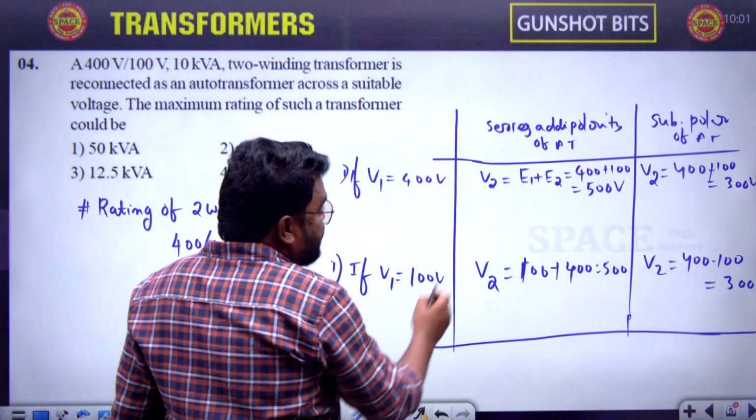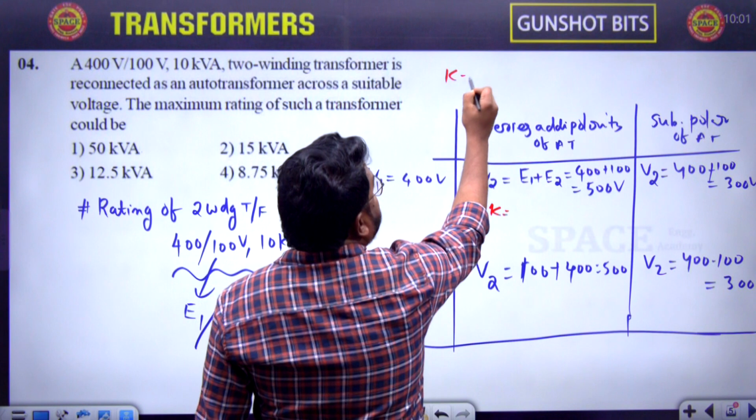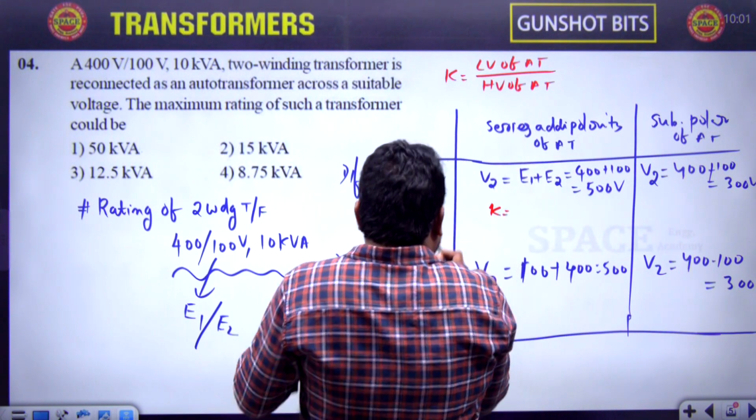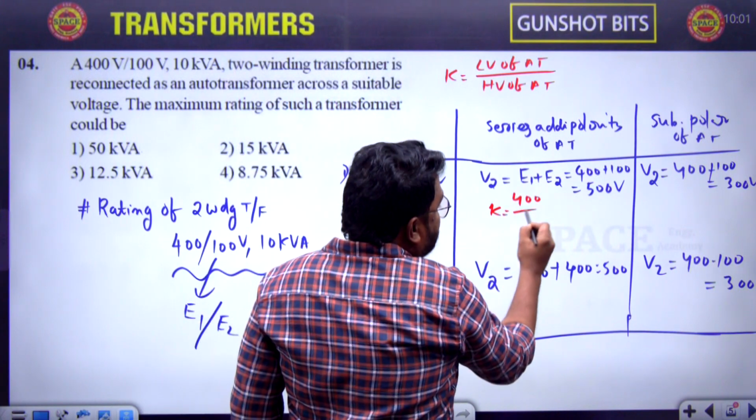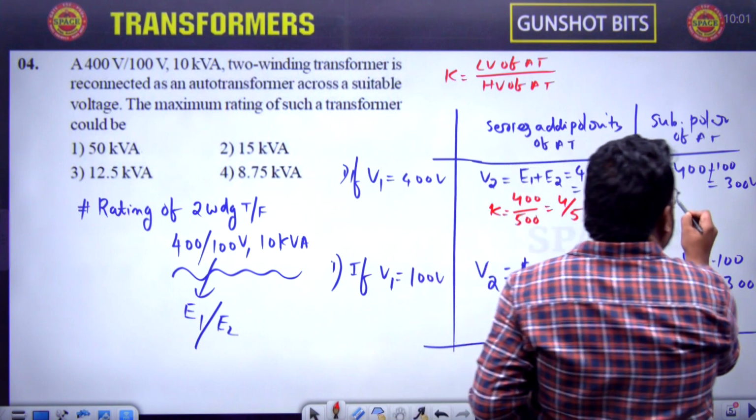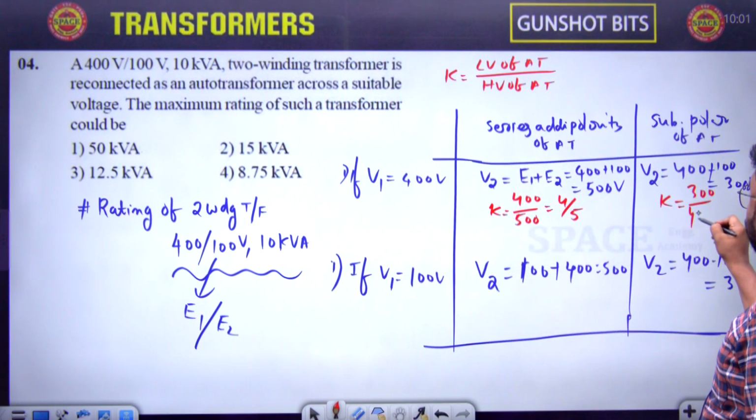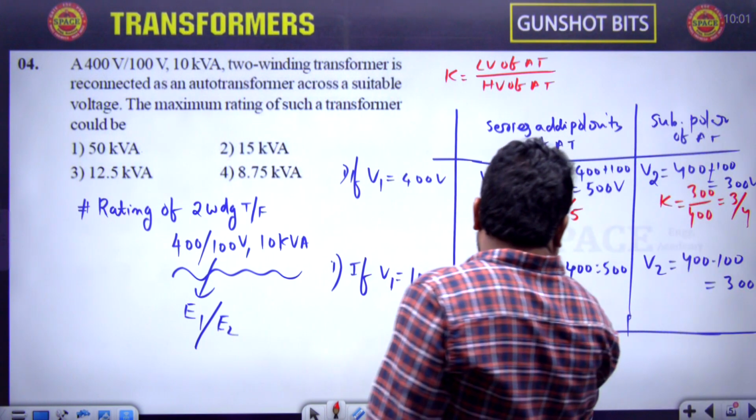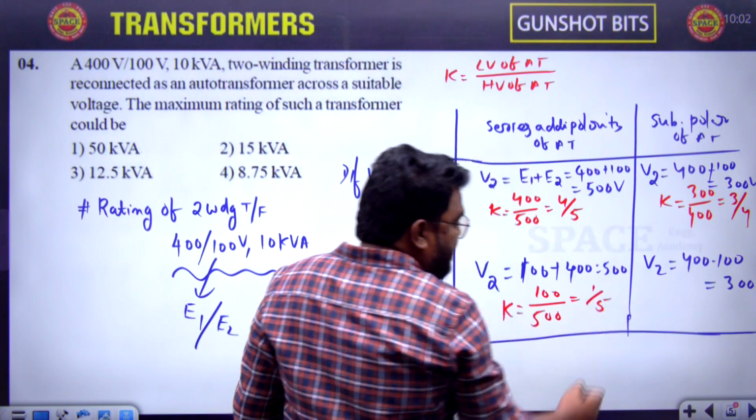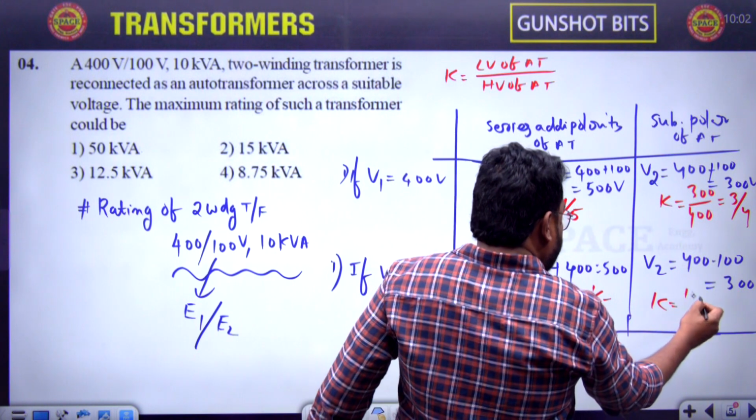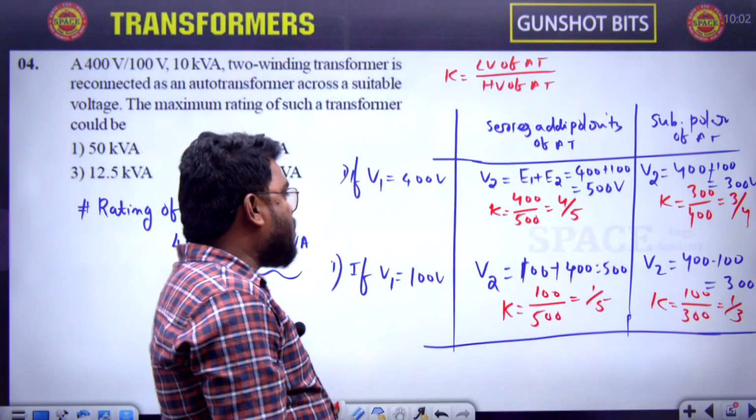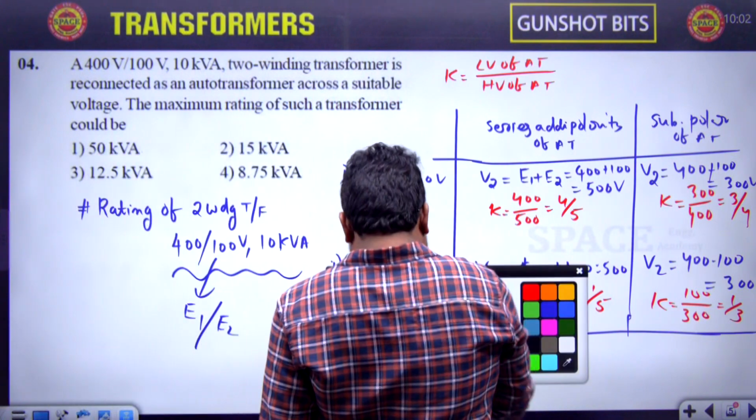Now what about the transformation ratio? Here the transformation ratio K is always equal to the low voltage of the auto transformer divided by the high voltage of the auto transformer. So in this case, low voltage is 400 divided by 500, equal to 4 by 5. Now here K is 300 divided by 400, equal to 3 by 4. Now here K is low voltage 100 divided by 500, equal to 1 by 5. And 100 divided by 300 is equal to 1 by 3. So now if K is 4 by 5, then what will happen? Let us calculate.